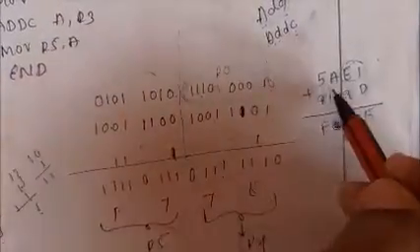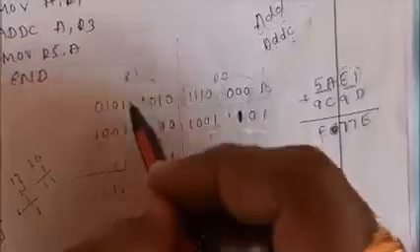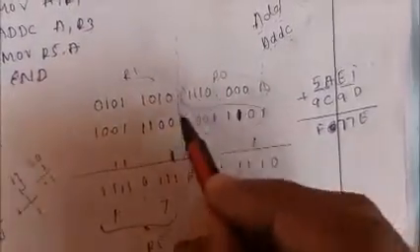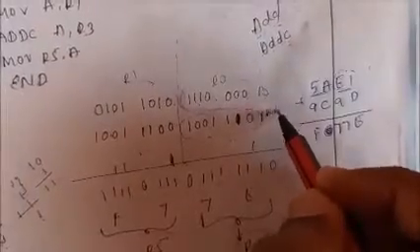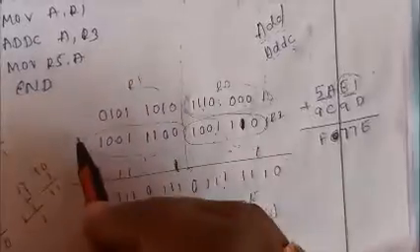So the next 8-bit, or the next 2-digit number, I stored in R0. The next 2-digit number I will store in the R1 register. Similarly, the next number I will store in some other register, R2. And the last one I will store in R3.